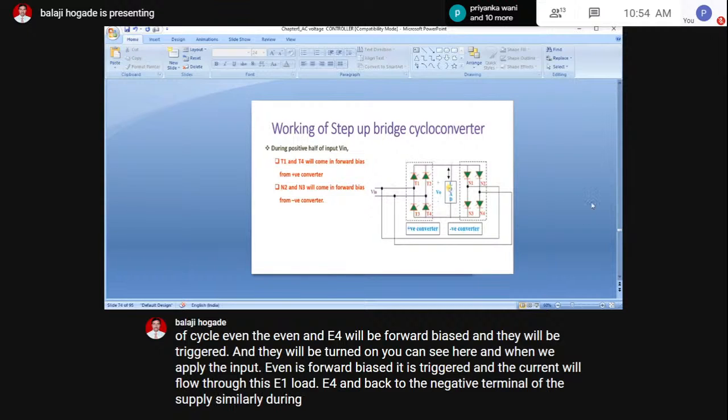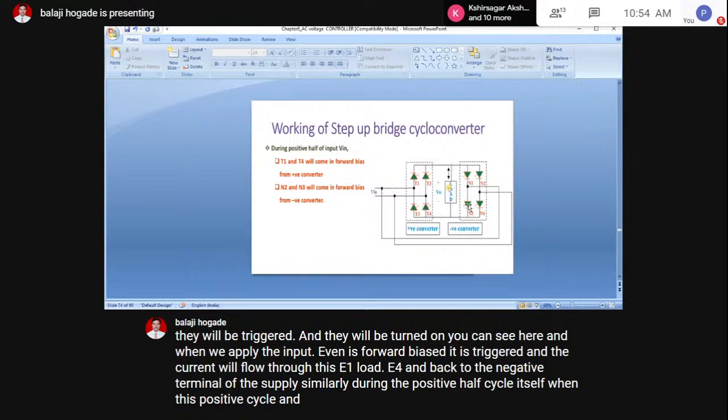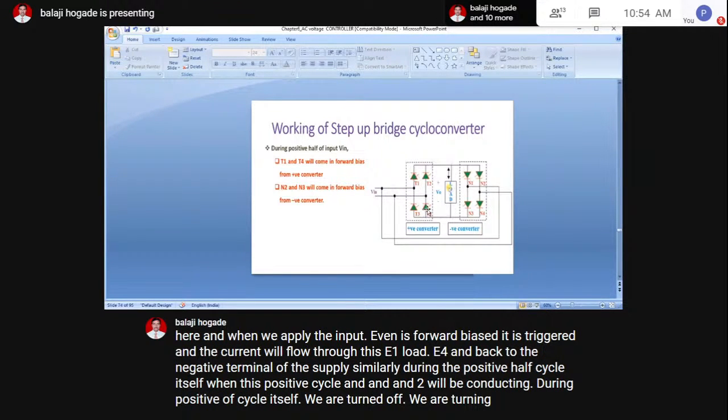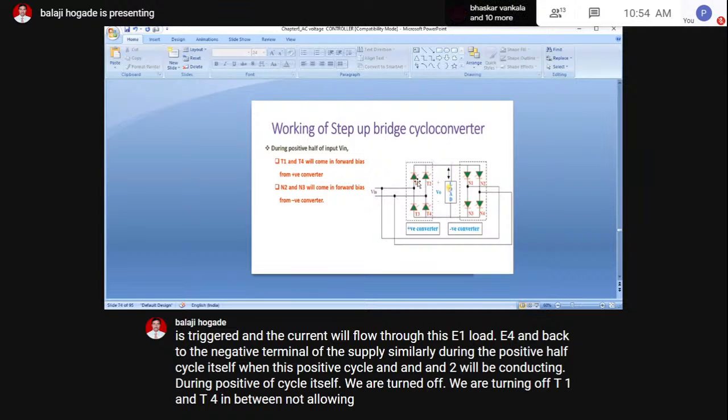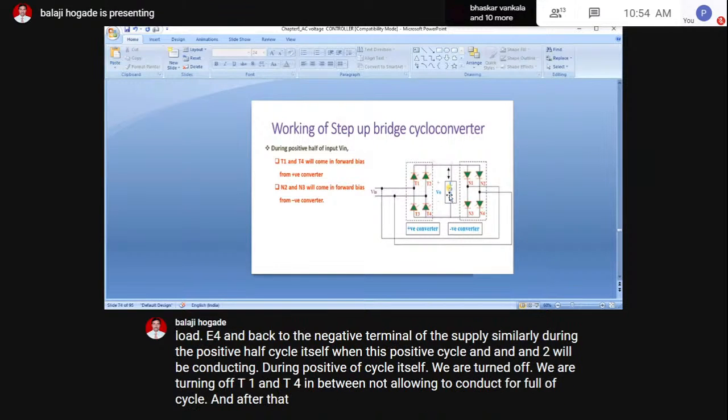Similarly, during the positive half cycle itself, N3 and N2 will be conducting. So during the positive half cycle itself, we are turning off T1 and T4 in between, not allowing them to conduct for the full half cycle. And after that, we are turning on N3 and N2.